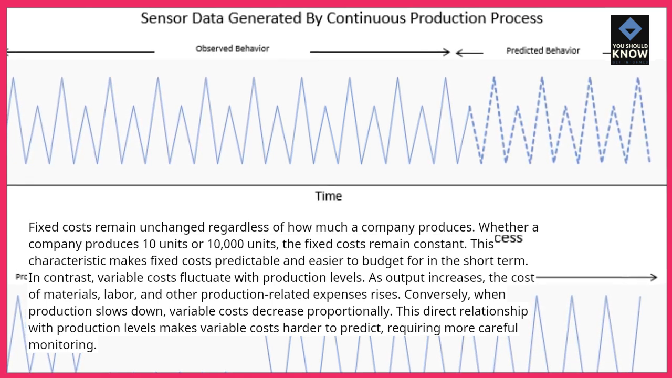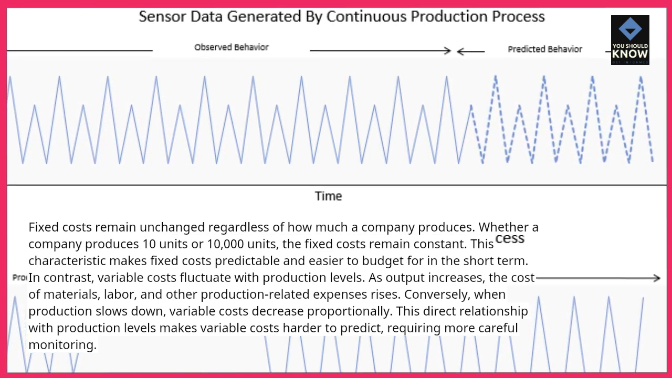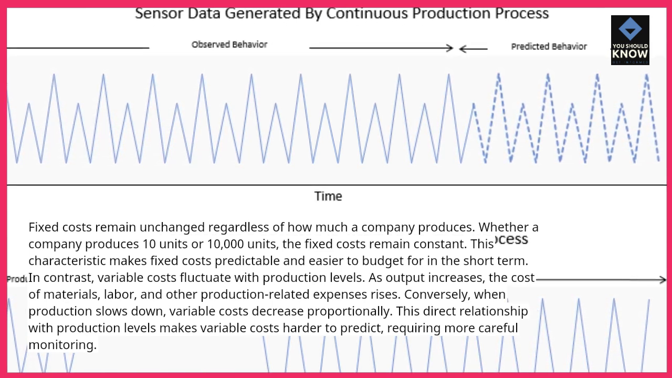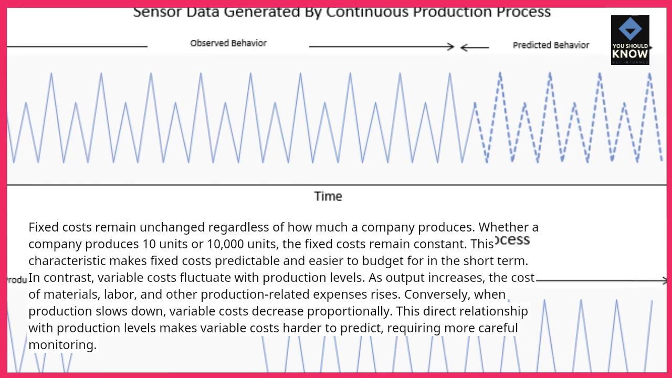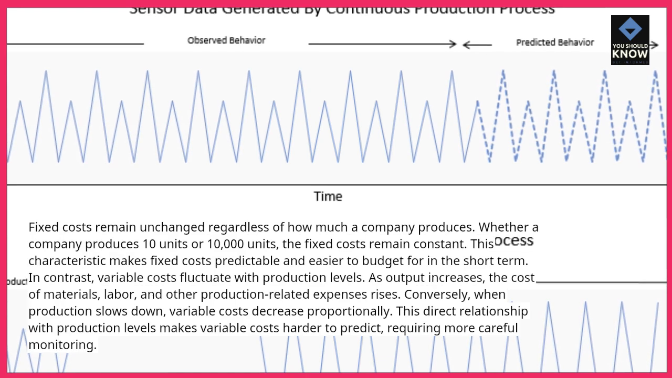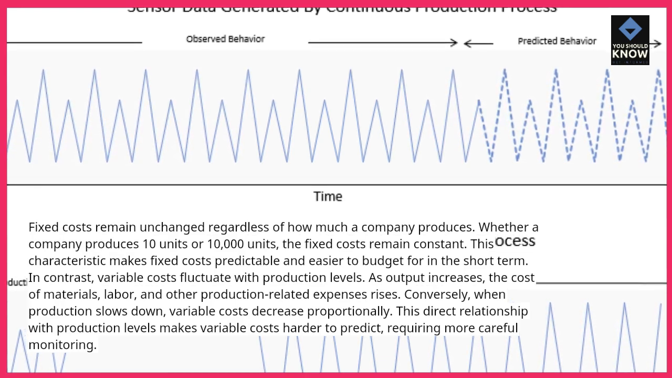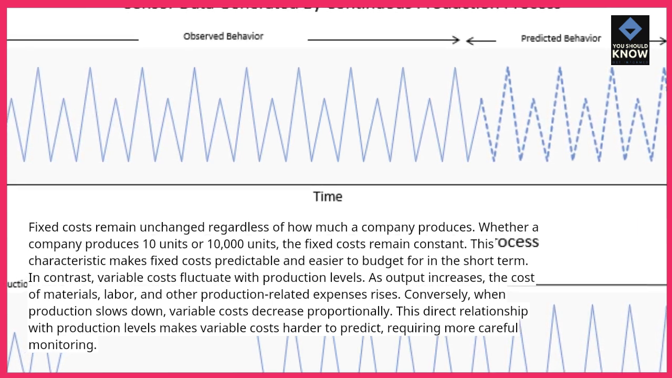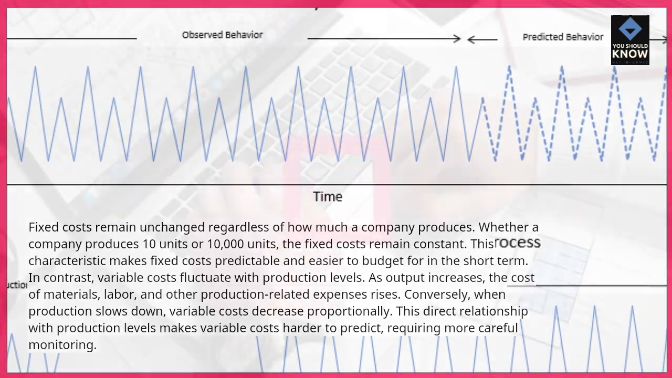In contrast, variable costs fluctuate with production levels. As output increases, the cost of materials, labor, and other production-related expenses rises. Conversely, when production slows down, variable costs decrease proportionally. This direct relationship with production levels makes variable costs harder to predict, requiring more careful monitoring.